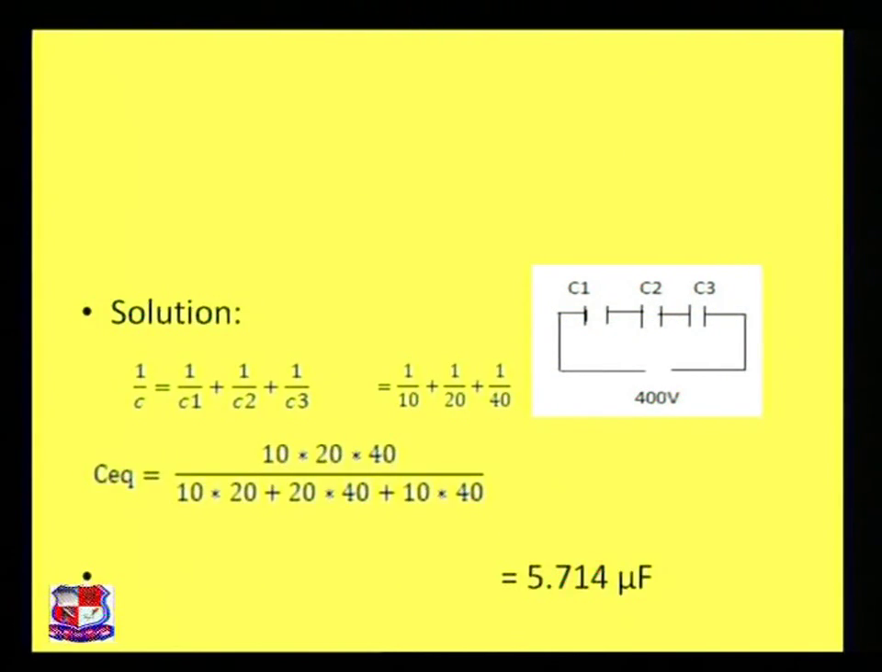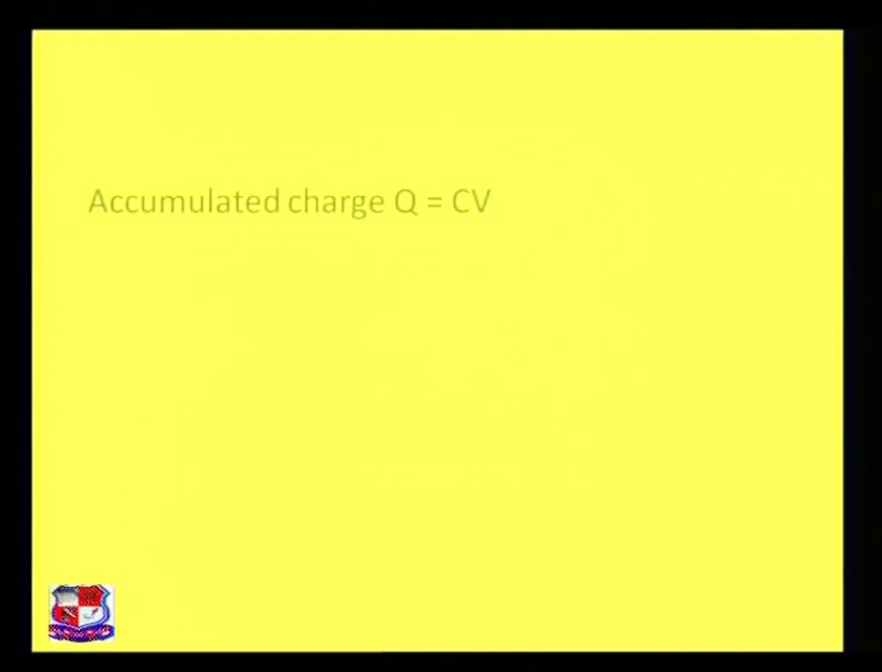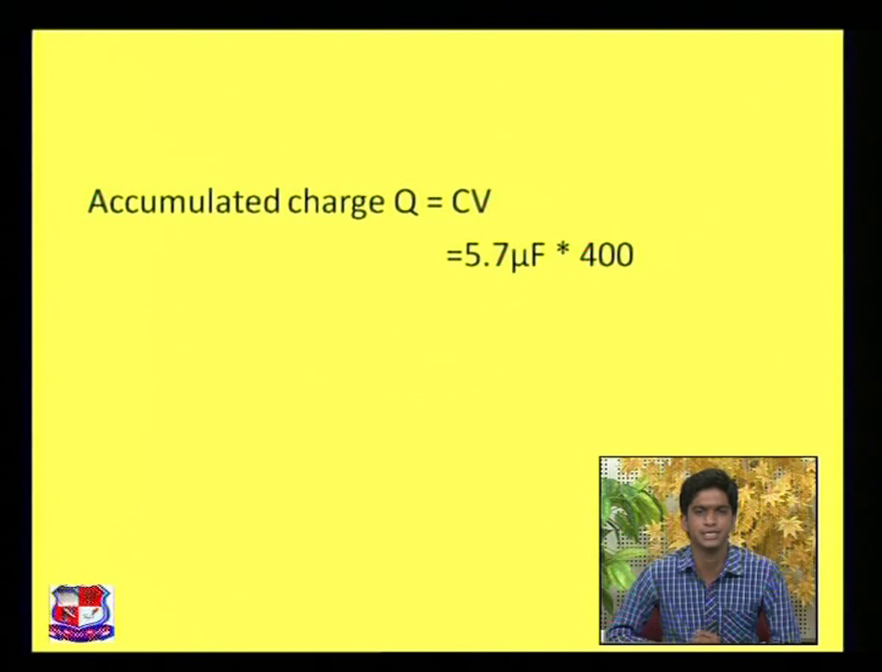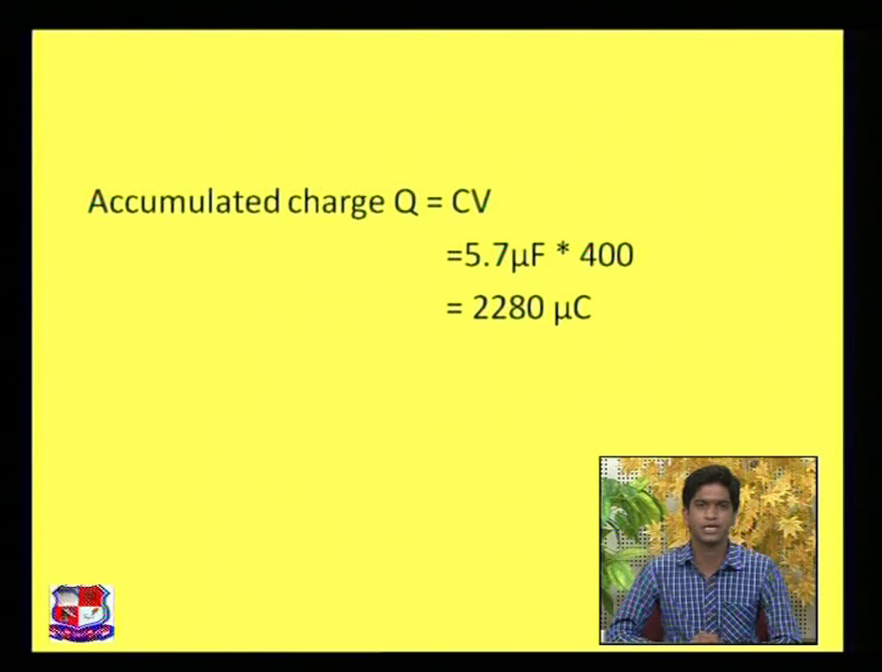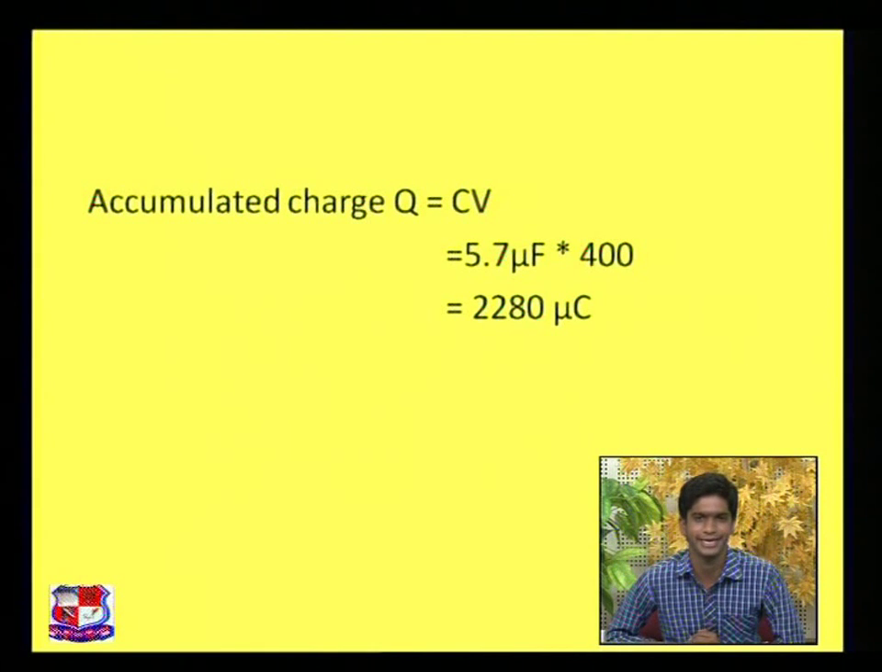Now we will find the total charge in the circuit. The accumulated charge Q is equal to CV. We derived the equation Q is equal to CV. What is C? We found that C is 5.7 microfarads and the voltage is 400 volt. By multiplying both of these, we can find the total accumulated charge as 2280 microcoulomb.